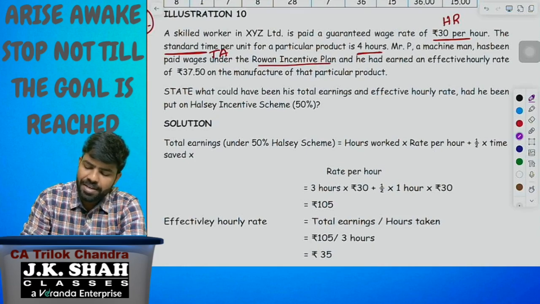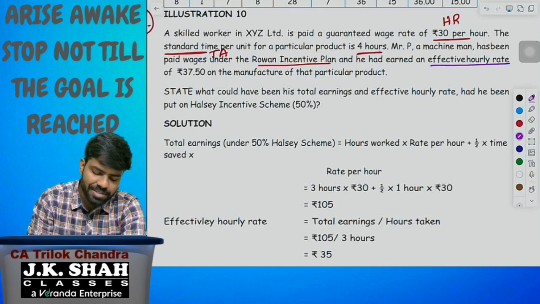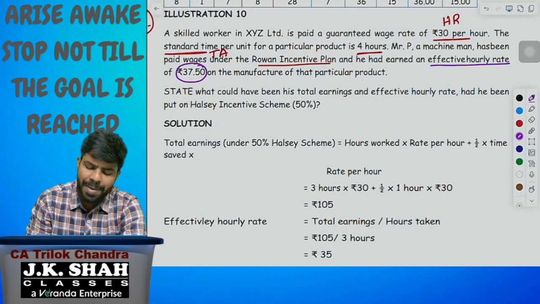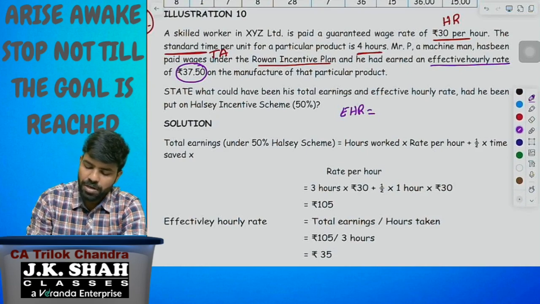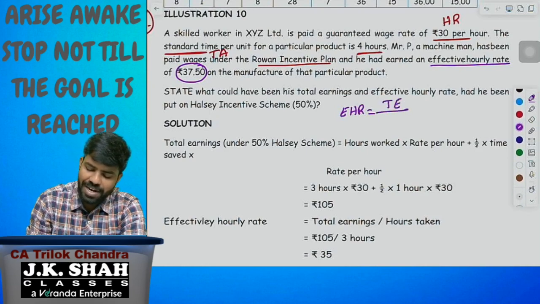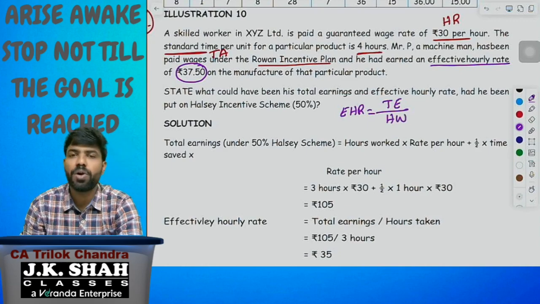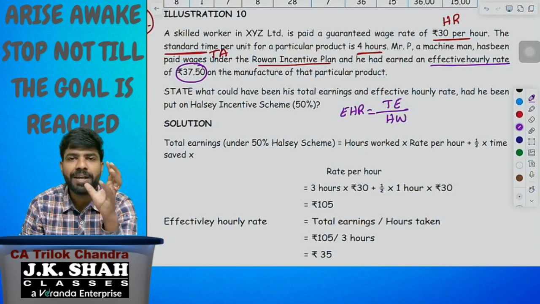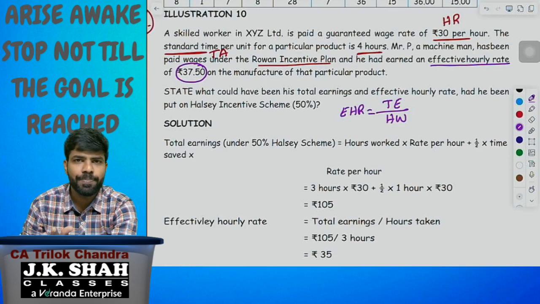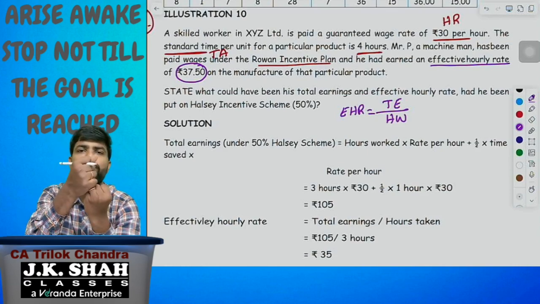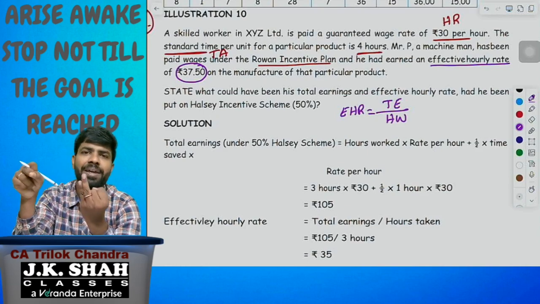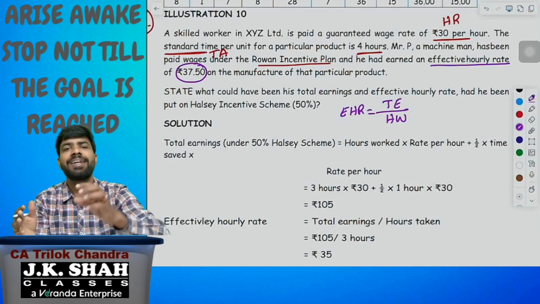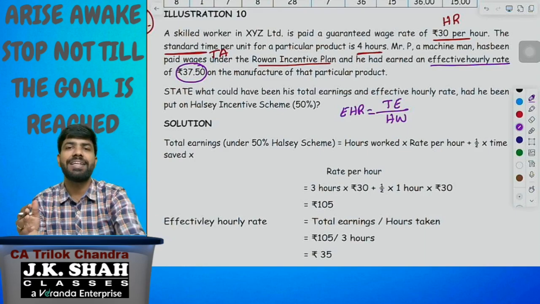He had earned an effective hourly rate of 37.50 on the manufacture of that particular product. Effective hourly rate equals total earnings divided by hours worked. When it comes to earnings under the Rowan scheme, he will have basic wages and bonus. Add both, and we get total earnings divided by hours worked, which gives earnings per hour, called the effective hourly rate.